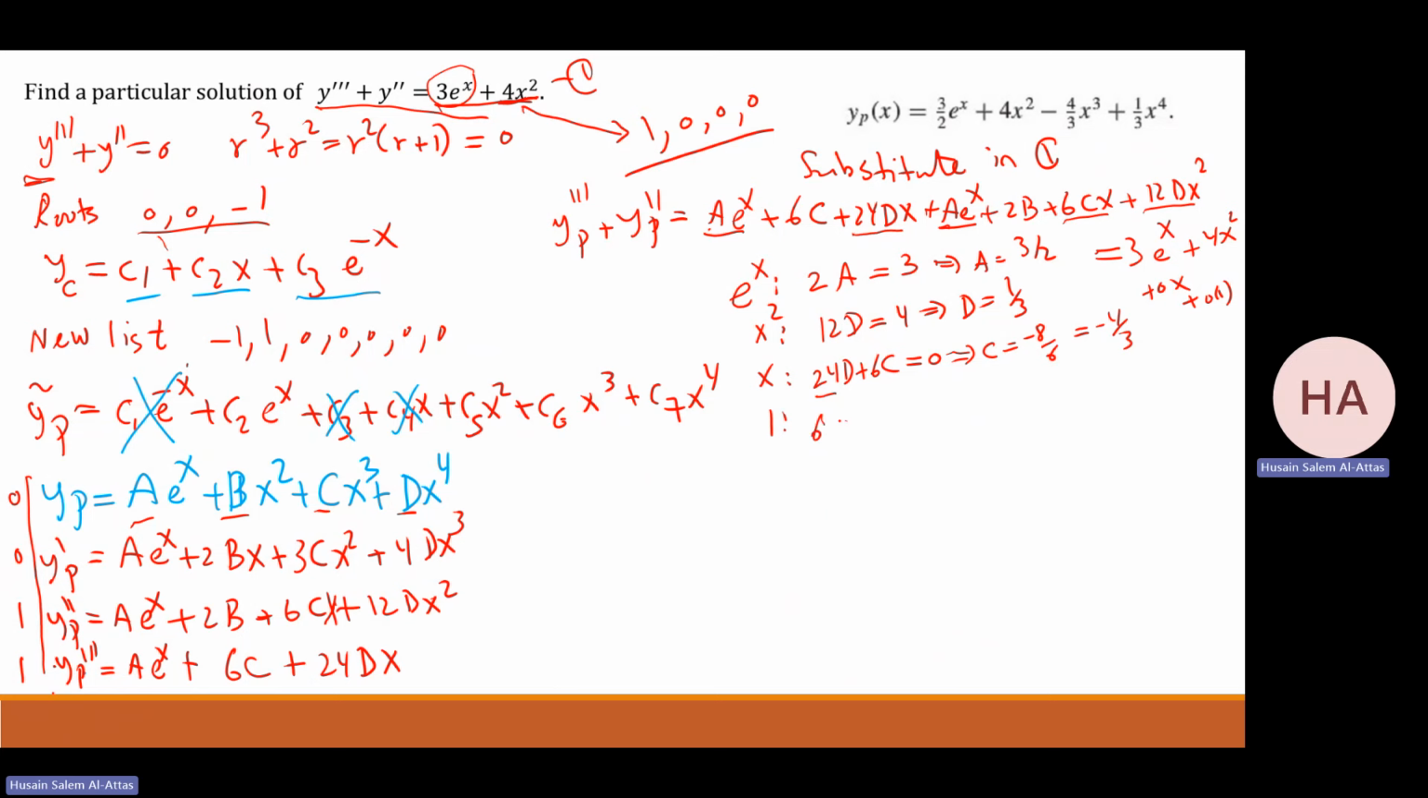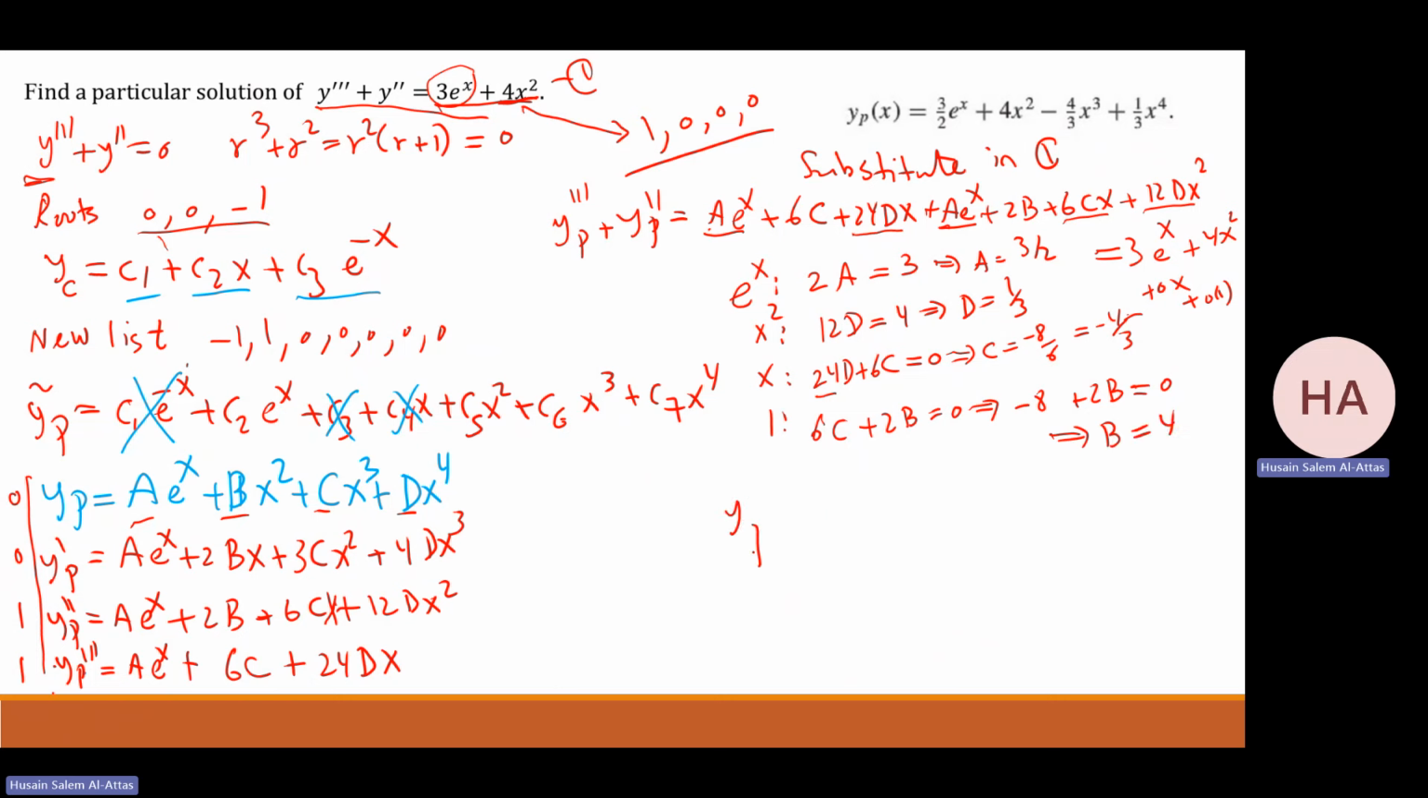Now the constant, I have 6c plus 2b, and that should equal 0. So I have minus 4 over 3 times 6, minus 24 over 3. That is minus 8, plus 2b equals 0. I already multiplied minus 6 times minus 4 over 3. This is minus 24 over 3. That is minus 8. So b equals 4.